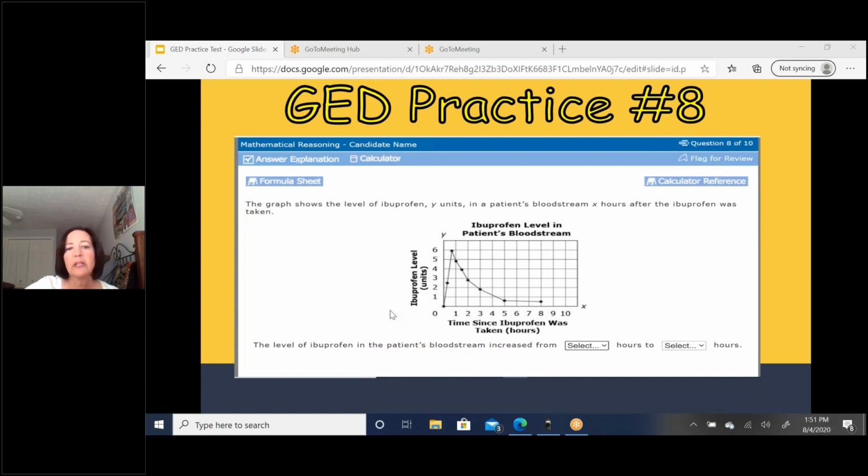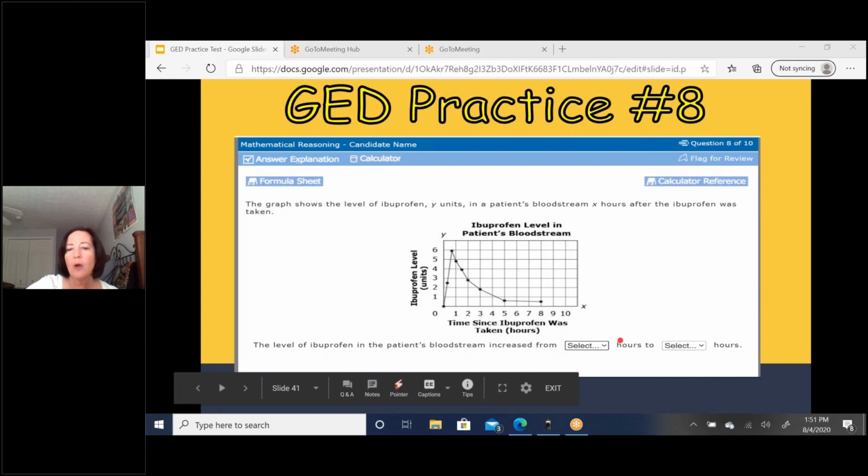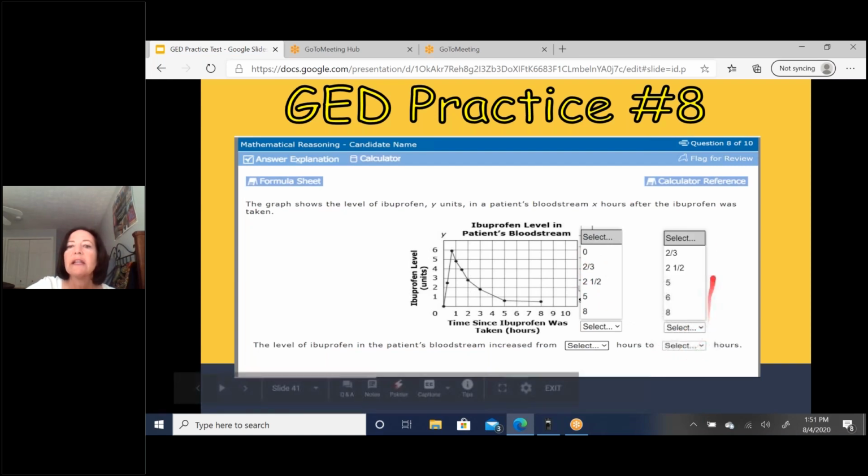The level of ibuprofen in the patient's bloodstream increased from blank hours to blank hours. And when you're on this page, if you click the first box that says select, you're going to get these answer choices. And if you click the second box that says select, you're going to get these answer choices. Okay, so at this point, go ahead and pause the video, solve this problem, and then we'll go over it in just a sec.